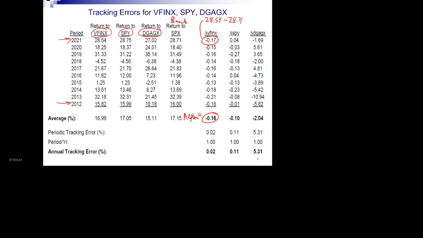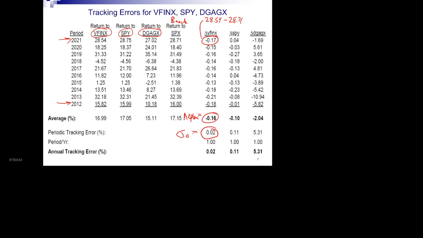Now, the periodic tracking error would just be the standard deviation of that return differential column, which you can see is only 2 basis points. It's virtually zero, meaning that there was relatively no incremental risk associated with running this product. And just to be clear, if you're managing an index fund, success would be to have a tracking error as close to zero as possible. In other words, you're mimicking the variation in the returns almost exactly.